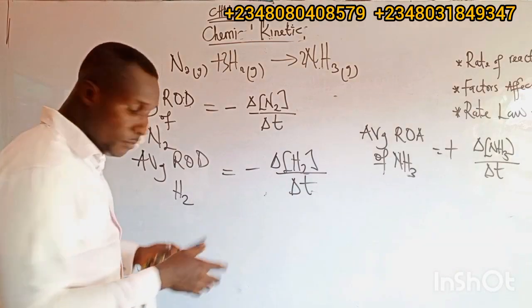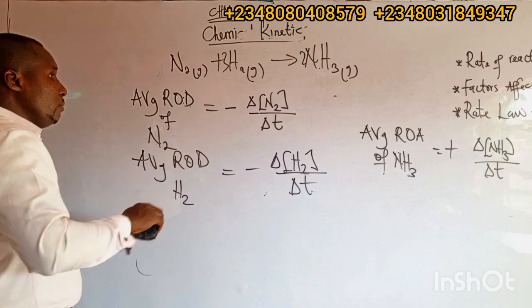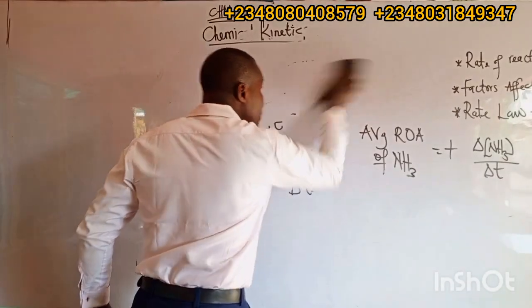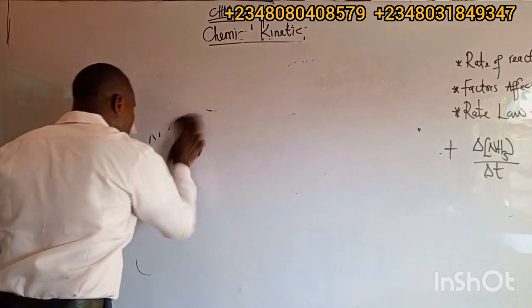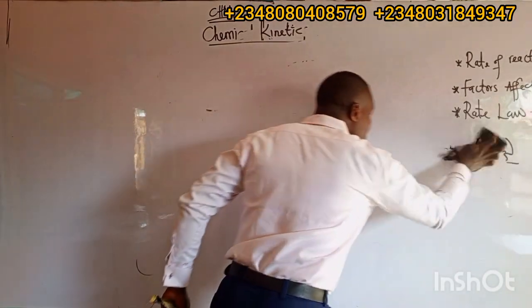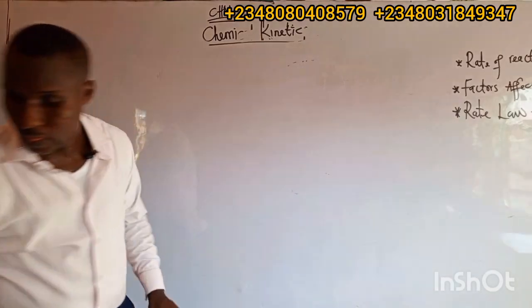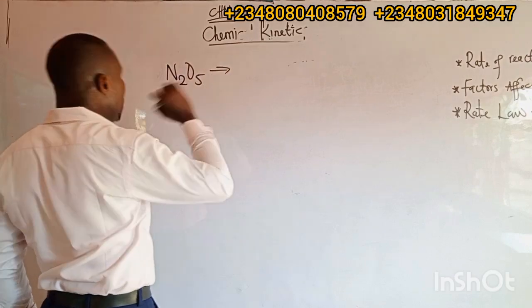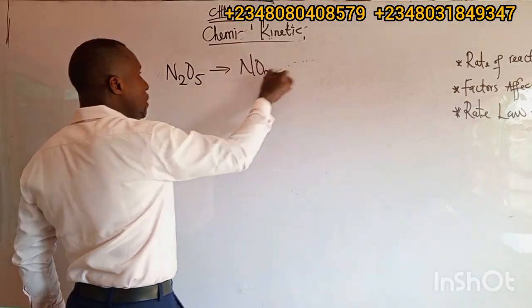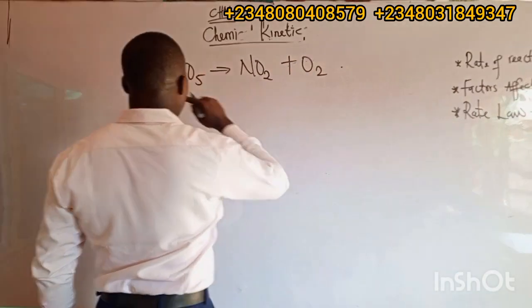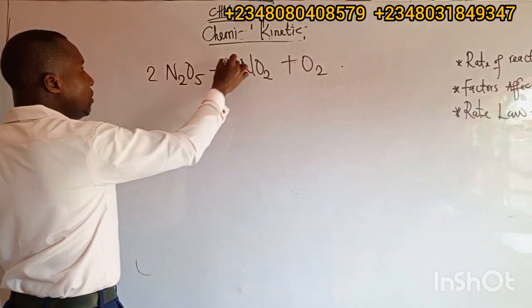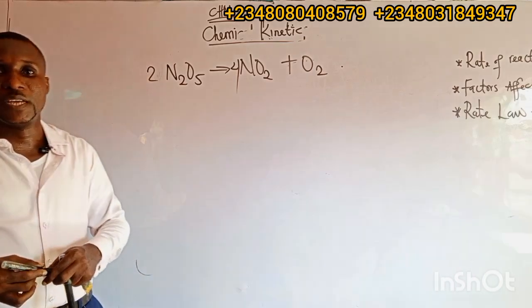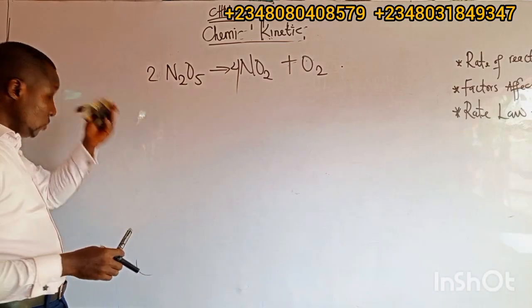Please look at this. Pause the video and do this for me. When you have N2O5 to give NO2 plus O2, you have 2, 4. Pause and do this for me.